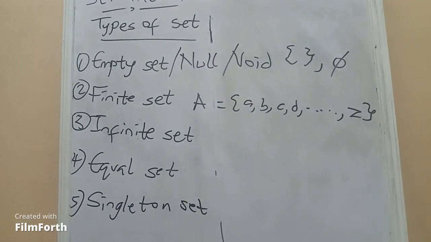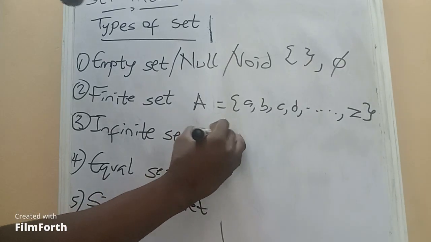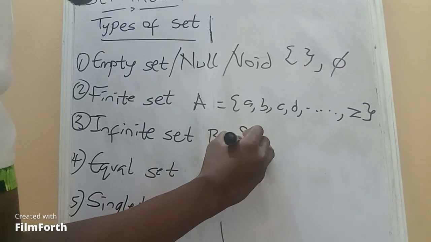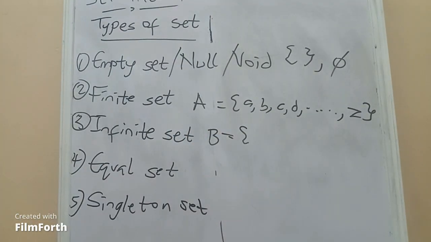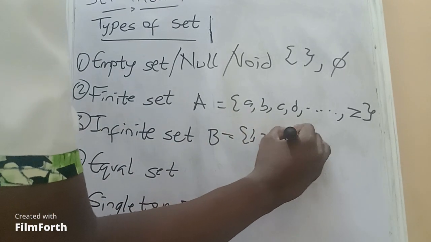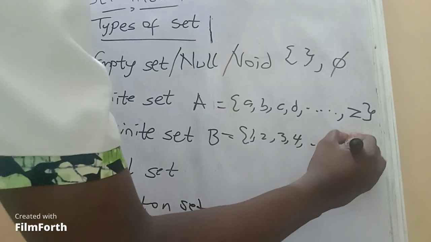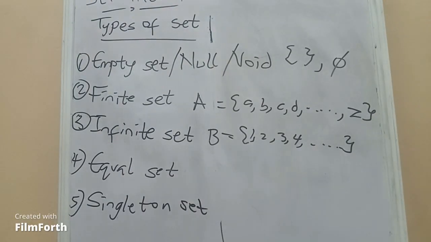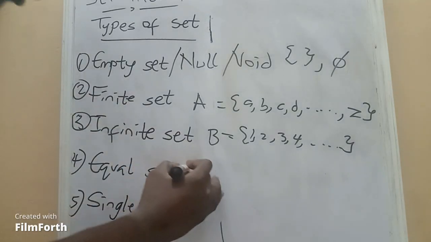Now, let's also talk about the infinite set. Let's assume we have set B. An infinite set is a set that is continuous, that has no end. Just like when we have 1, 2, 3, 4, dot, dot, dot. It has no end, which means it is continuous. Moving on to equal set. An equal set is a set that has the same elements contained in each of them. What do we mean by that?